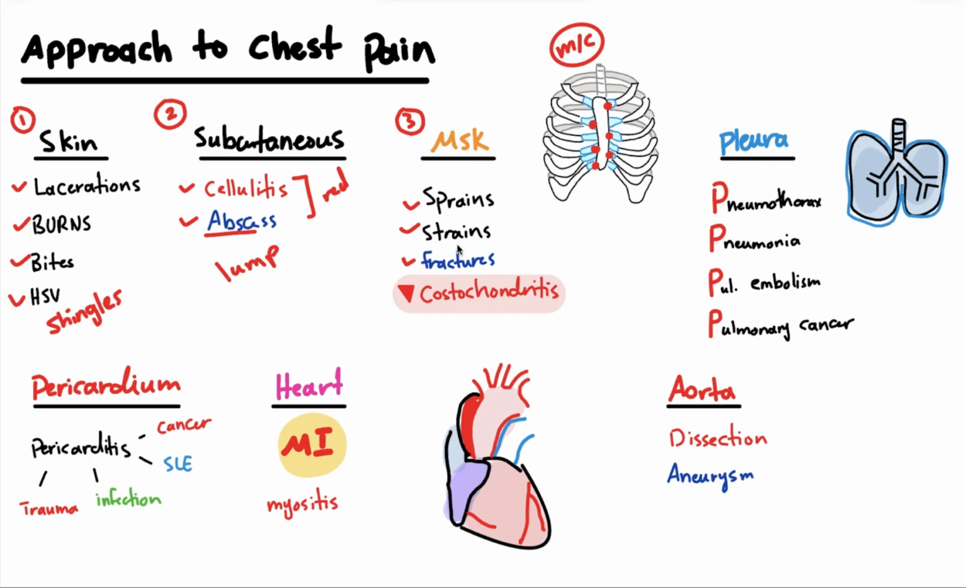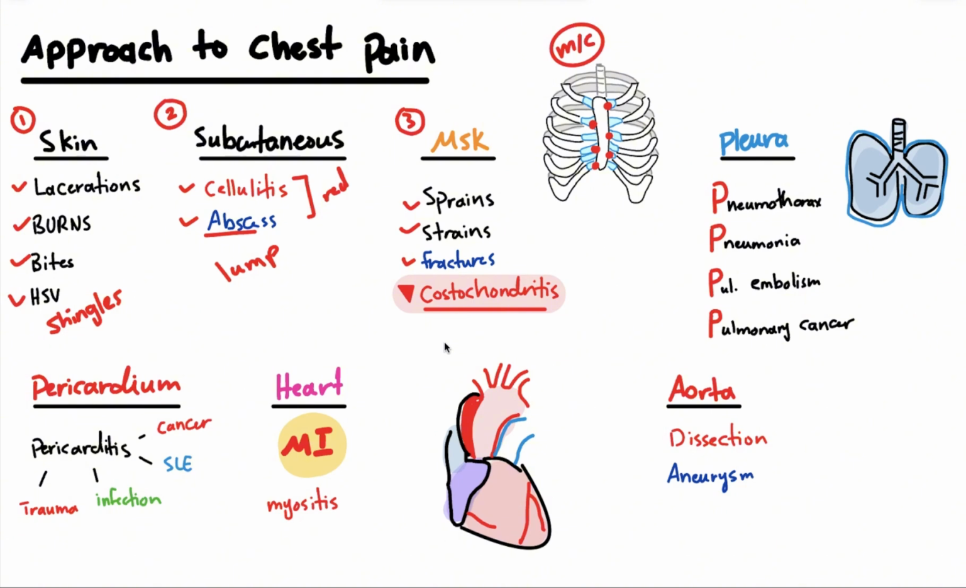And one of the most important things among this category is costochondritis. Costochondritis is the most common cause of chest pain, especially in young, otherwise healthy patients. So this is an important thing to keep in mind.